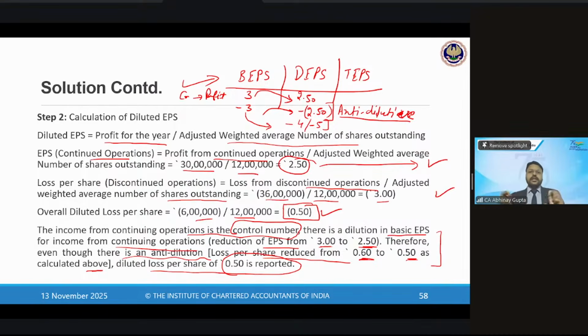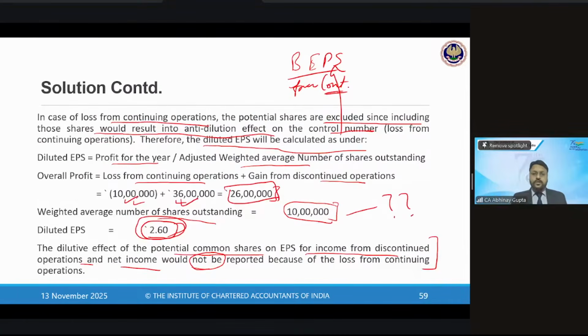So if it is increasing the loss, then only it will be dilutive, otherwise not, right? Because in this example, it is actually decreasing the loss. So hence we have ignored the 2 lakh shares for the purpose of calculation of diluted earning per share, and we continue to use the 10 lakh shares. Until now, everything is clear?